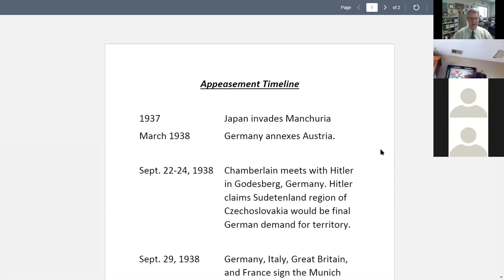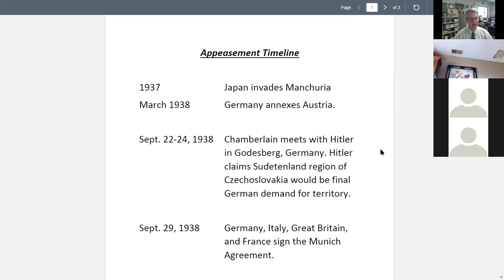In March of 38, Germany annexes Austria, where Hitler was from. They just go in and take over. There's no fight, no battle, no war. Nobody stops them. September 22nd through the 24th of 38, Chamberlain meets with Hitler. Neville Chamberlain is the Prime Minister of Great Britain. Hitler is the Chancellor of Germany. Hitler claims the Sudetenland region of Czechoslovakia, which is the southeastern portion of Germany, and basically says to Chamberlain, look, this is going to be the last thing that I take. These are the things that were wrongfully taken from us at the end of World War I, and we want them back, and we're going to take them back. And Chamberlain basically agrees to that.